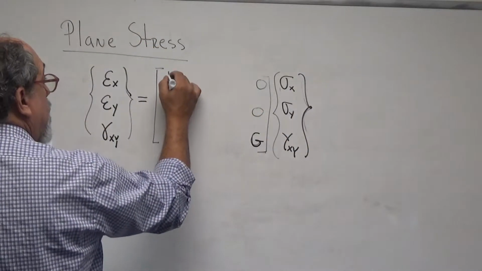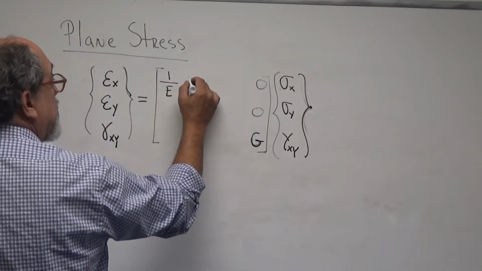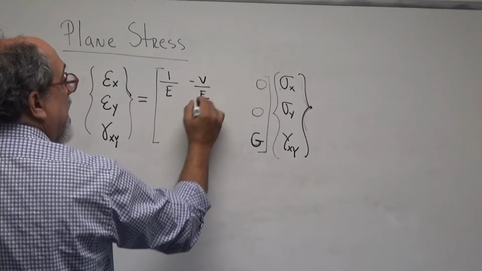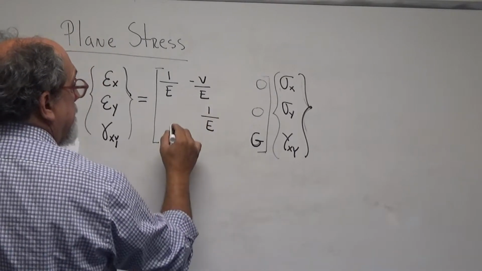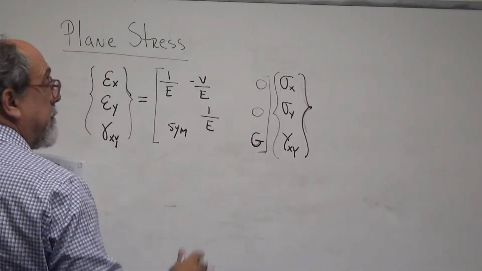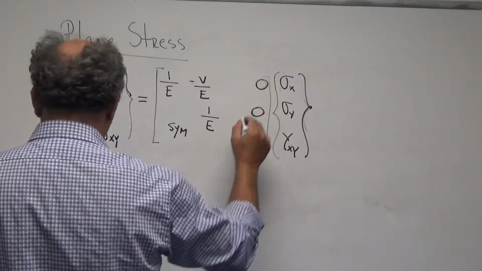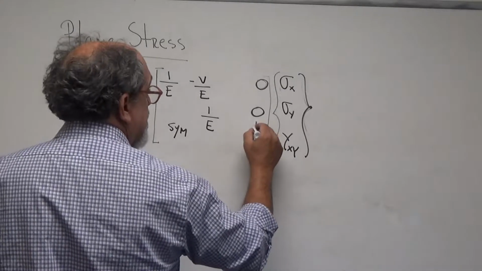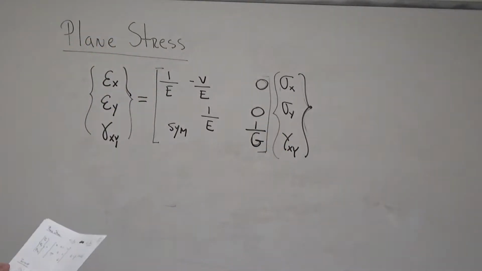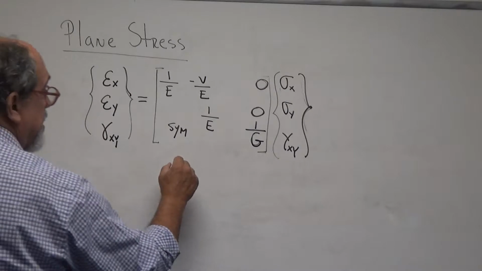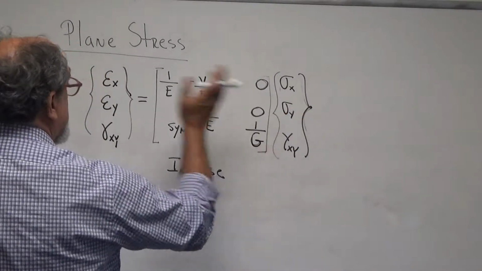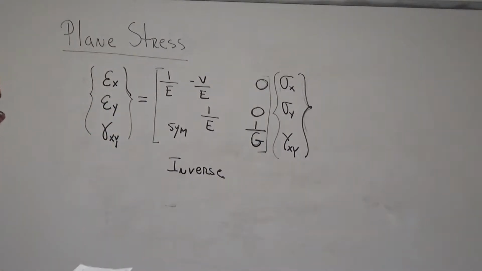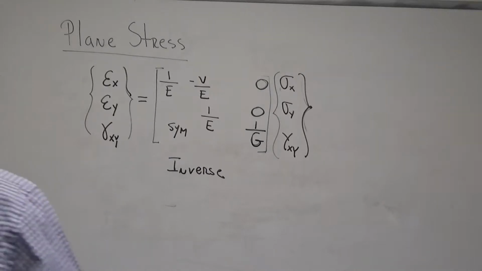And this would be 1 over E. This works out to be minus nu over E. This is symmetrical, and then this is 1 over E. Then 0, 0, and 1 over G. So that is the inverse relation connecting stresses to strains. Before, we had the relation connecting strains to stresses.